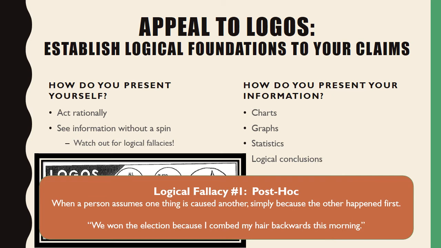One example of a post hoc logical fallacy would be saying, we won the election because I combed my hair backwards this morning. Well, we all know that combing your hair backwards has nothing to do with winning an election. So if you said, I combed my hair backwards, I won the election, therefore combing my hair backwards leads to winning elections, well, no, that's a post hoc logical fallacy. And there are infinite number of post hocs that you can come to.